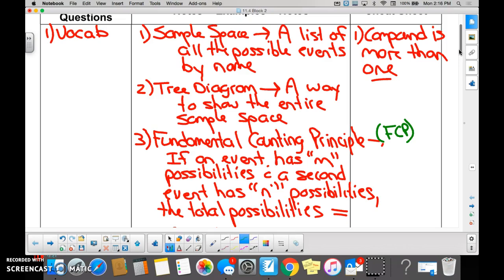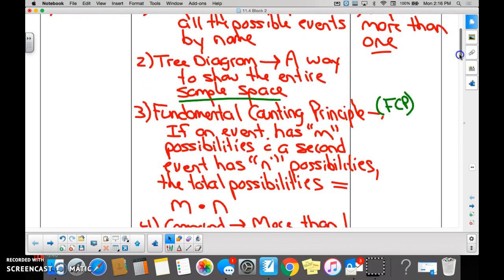True or false? A sample space lists almost all possible events. False. A sample space lists all possible events, not almost all of them. Pay attention. A tree diagram shows the entire sample space. We'll show you that in a bit. And then the fundamental counting principle has a bit of a formula.